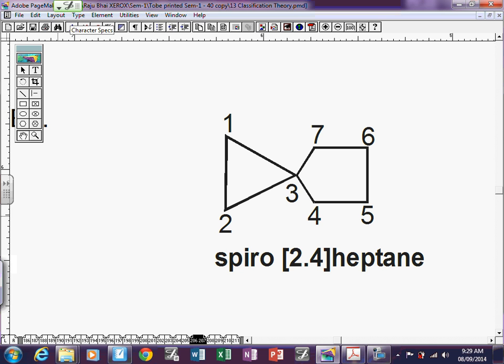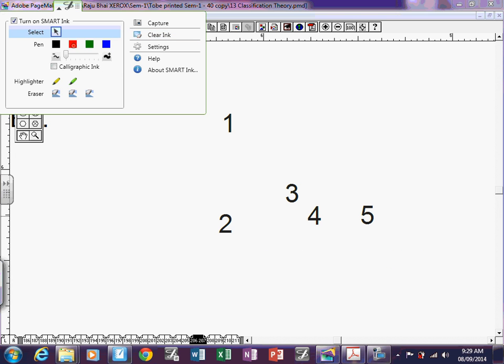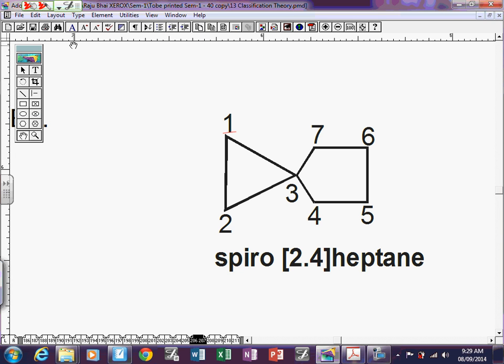In this spiro, what do we do? We count the total carbon. You can see 1, 2, 1, 2, 3. Always start giving the name by seeing the 2 rings. We'll have one ring which has less carbon than the other ring, or equal. There are only 2 options: either they are equal or unequal.